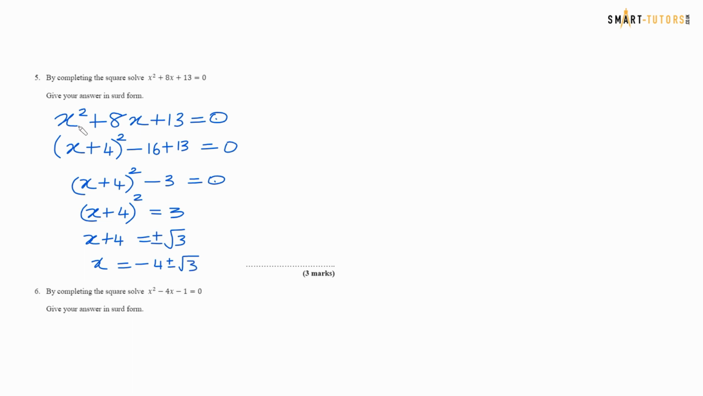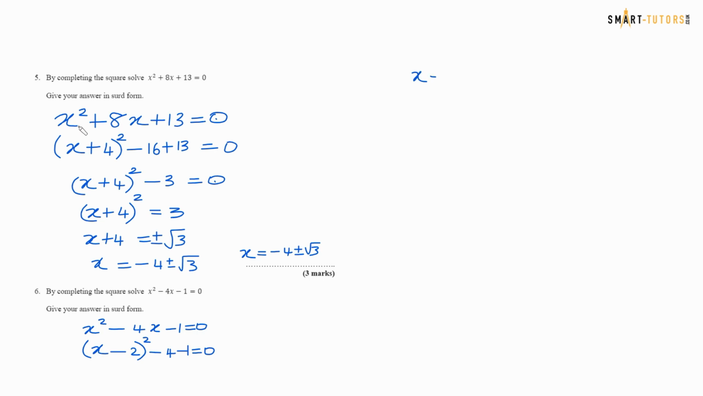So that is the answer. So the answer can be x equals minus 4 plus root 3 or minus 4 minus root 3. So two answers possible. Question number 6, x squared minus 4x minus 1 equals 0. So bracket start, x squared means x minus half of 4 is 2, whole thing squared, and you need to take away 2 squared, which is 4, then minus 1 equals 0.